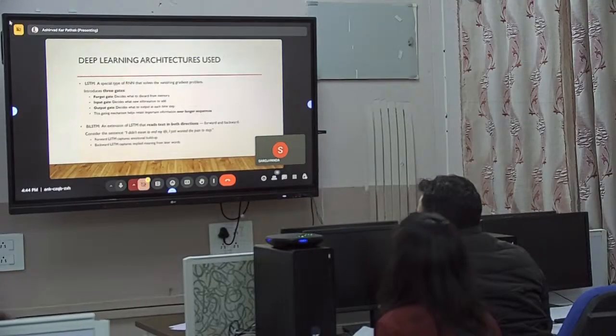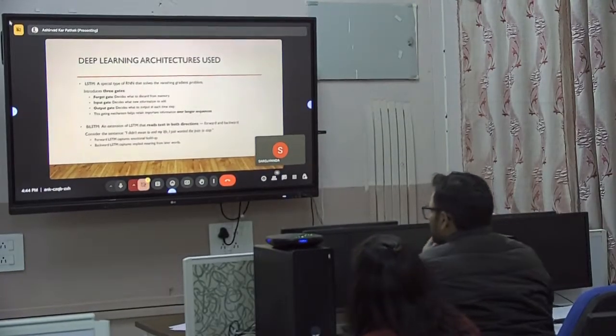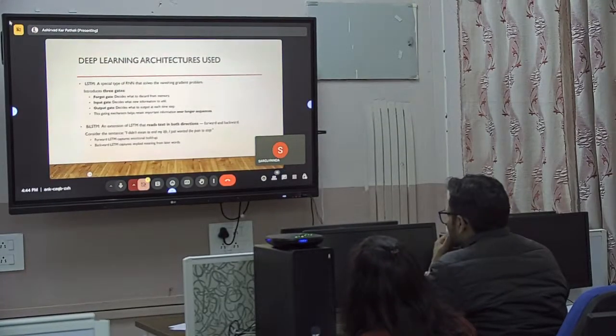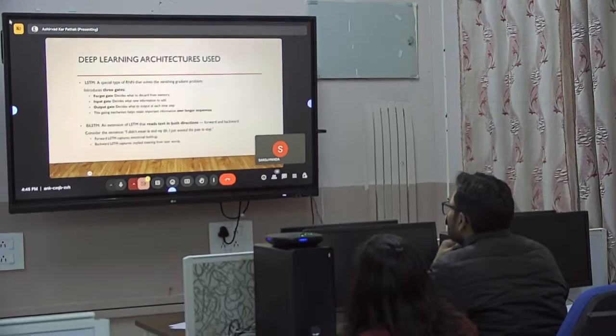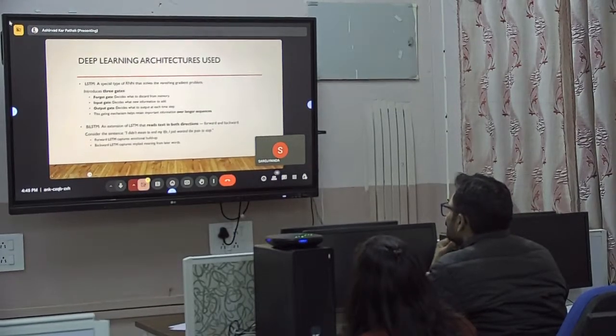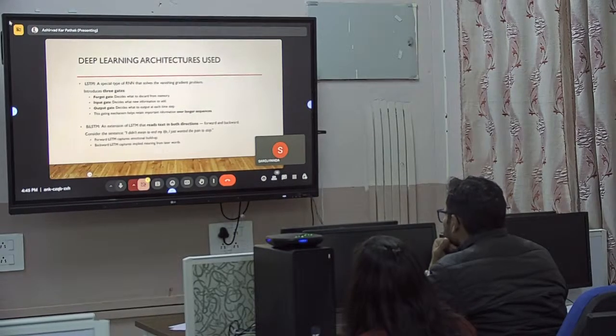That means better pattern recognition. For example, "I didn't mean to end my life. I just wanted the pain to stop." Here the sentence is very long, so for the LSTM model, it would be difficult to capture all the pattern. In forward LSTM, it captures the emotional build-up, which means the pain to stop, and the backward LSTM captures the meaning from the later words, combining both the sub-sentences and giving the complete pattern recognition. So it is LSTM from both sides.